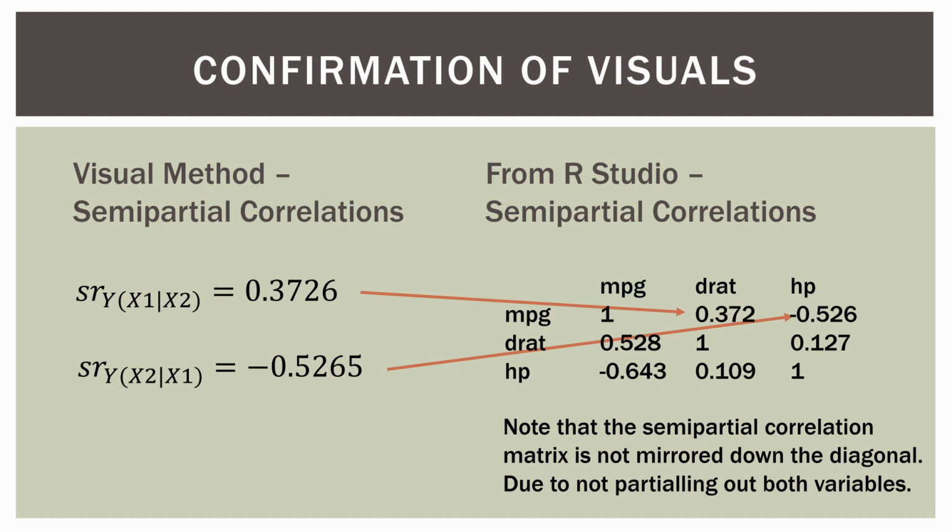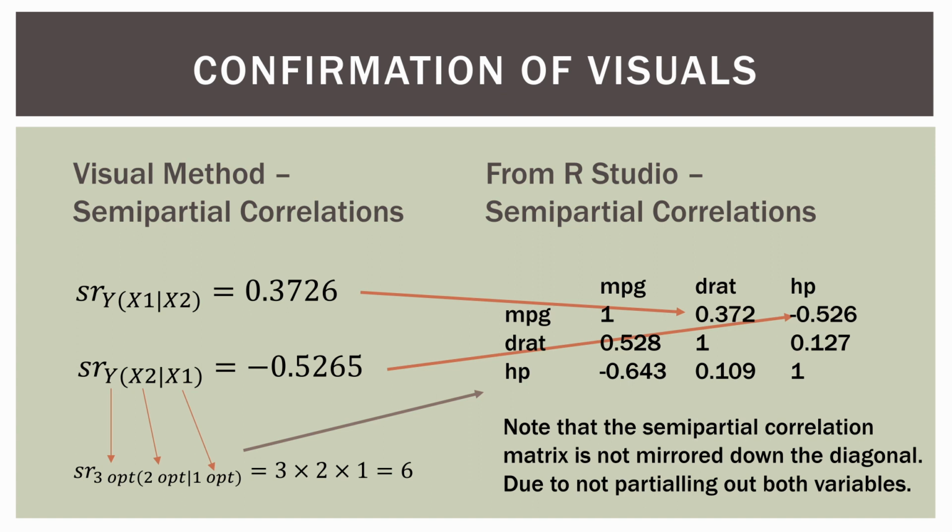Now note that the semi-partial correlation matrix is not mirrored down the diagonal due to not partialing out of both variables. The way to think about that is that in the semi-partial correlation notation over here, it's basically a permutation problem. In this first position where we have y, we could theoretically have any of the three variables there. We have three options. So we put a variable there. In the second position, we would have two options. And then in the final position, we would have the remaining option. So 3 times 2 times 1 equals 6. And that is why there are 6 unique semi-partial correlations over here on the right.